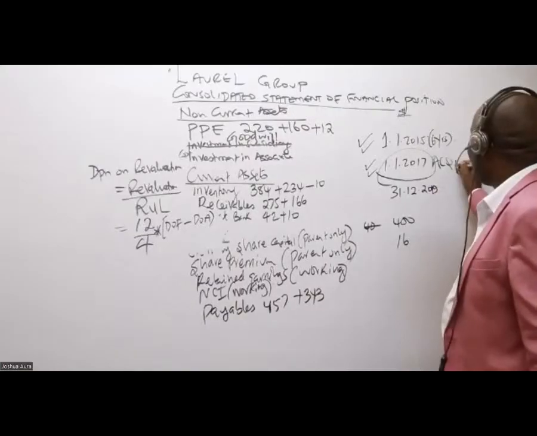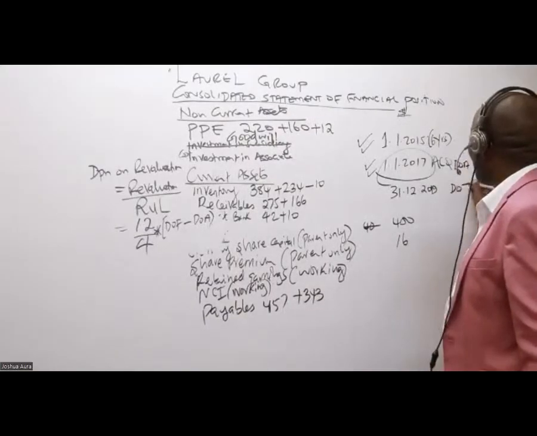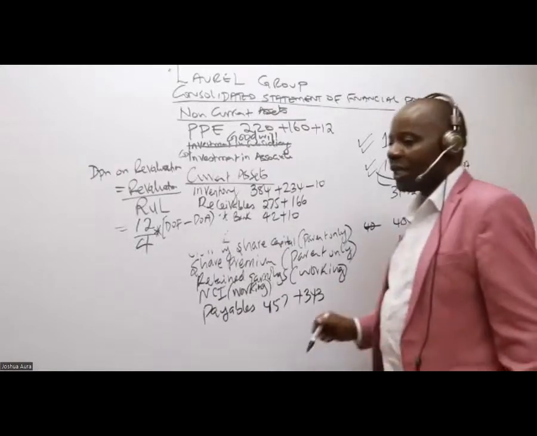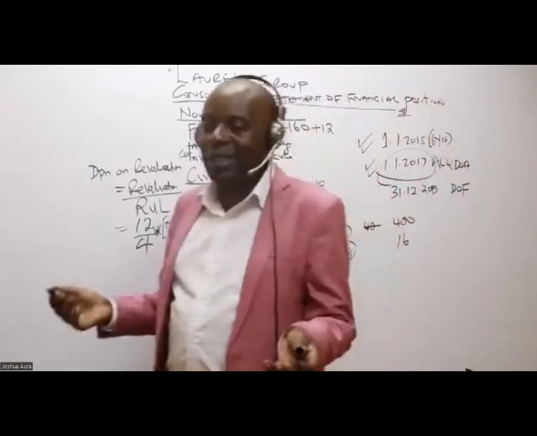So remember, this is the DOF and this is the DOA. DOA and DOF. So could you kindly count and tell me the number of years that we have in, or the number of months? I want years really.